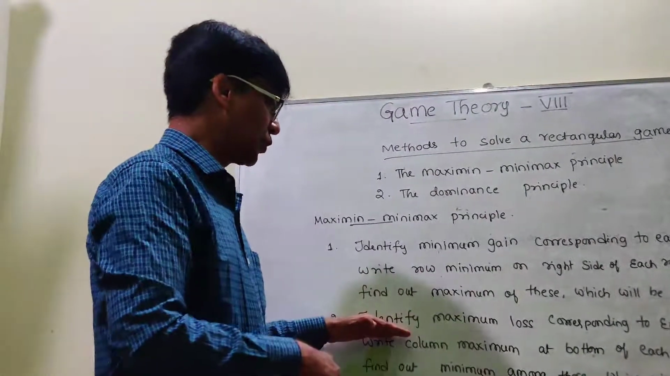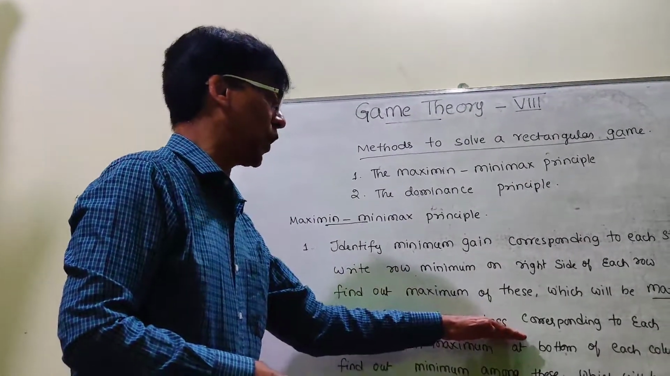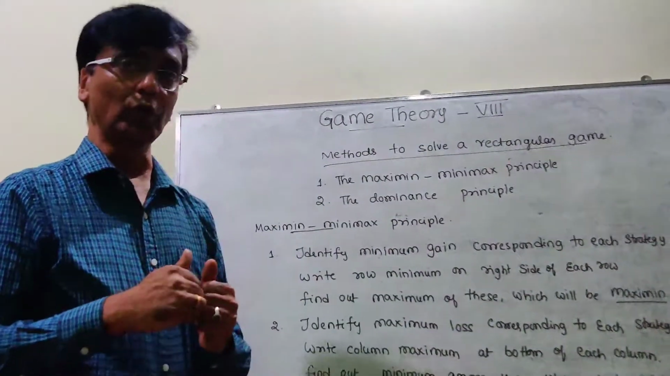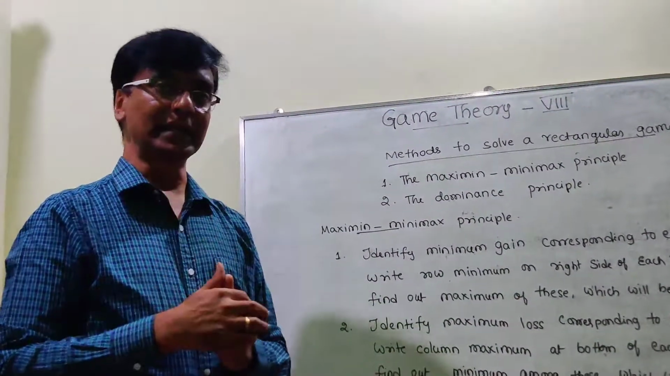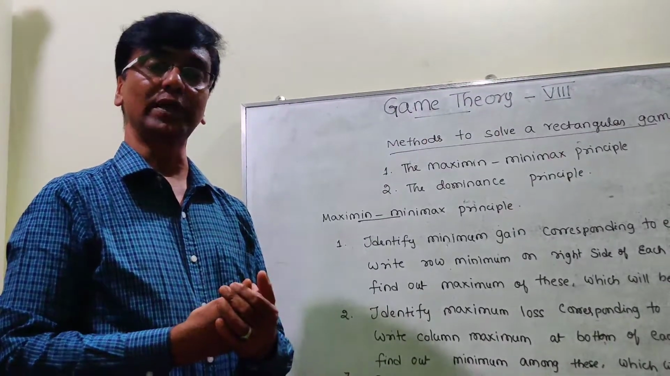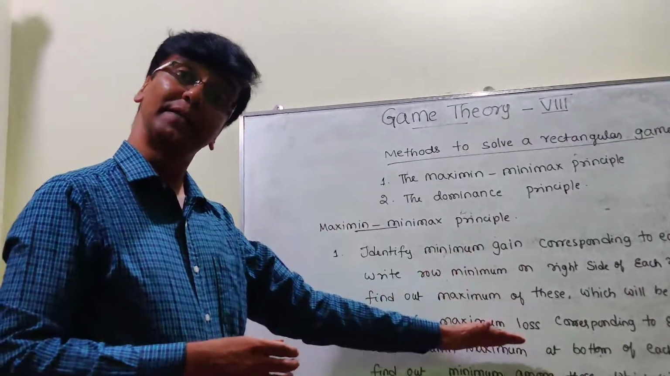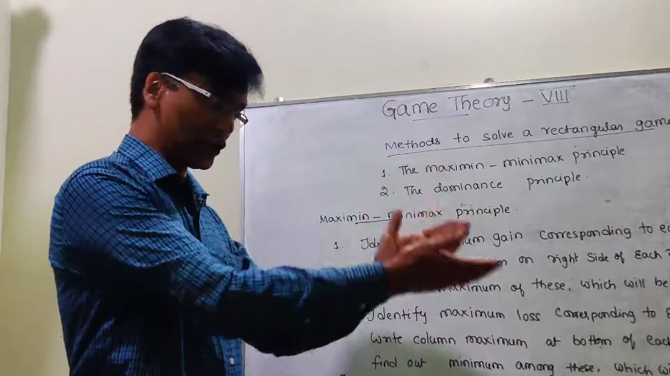Now, coming to identifying the maximum loss corresponding to each strategy of B. Already I told you, if player A is getting a gain, then naturally player B is getting a loss. Therefore, identify the maximum loss in each column.